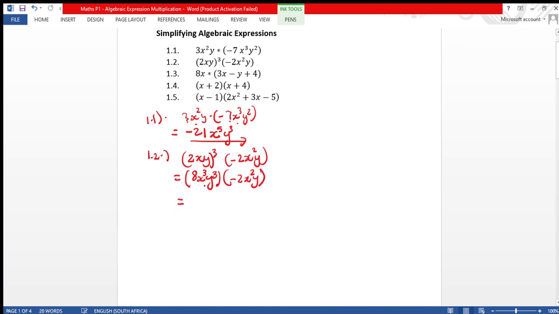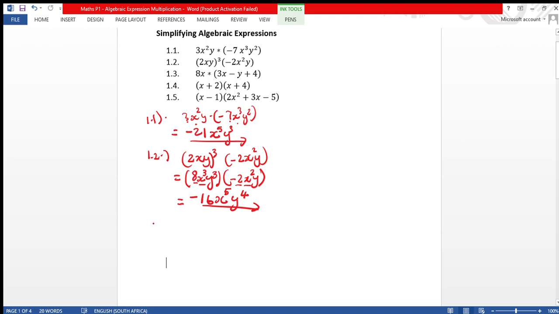So now we can multiply. 8 times minus 2 is going to give us minus 16. Then we have x cubed times x squared is going to give us x to the power 5, because 3 plus 2 is 5. So you just add the powers when you're multiplying. You write one base and then you add the powers. Then here you've got y cubed times y. It's going to give us y to the power 4. So this is going to be the answer.